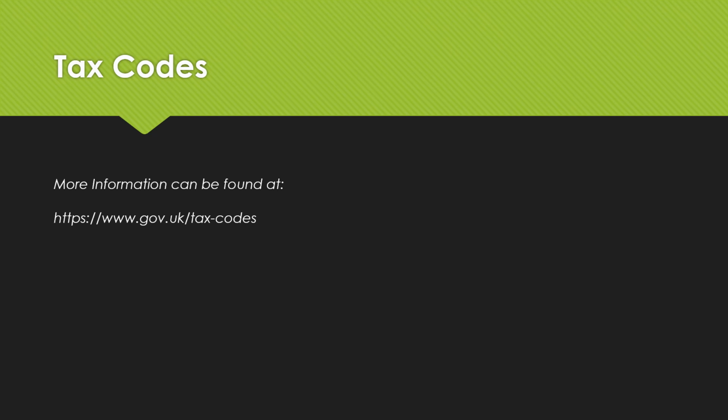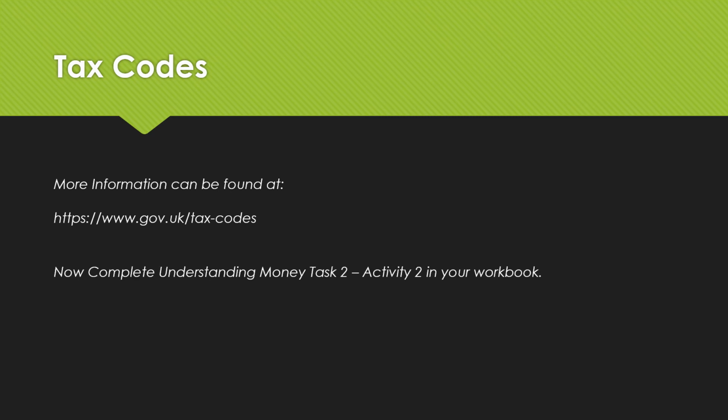Okay, a lot more information is available on the government website, gov.uk/taxcodes. And what I'd like you to do now is have a look at your workbook. So a couple of quick tasks for today. It's Understanding Money, Task 2, Activity 2 in your workbook.